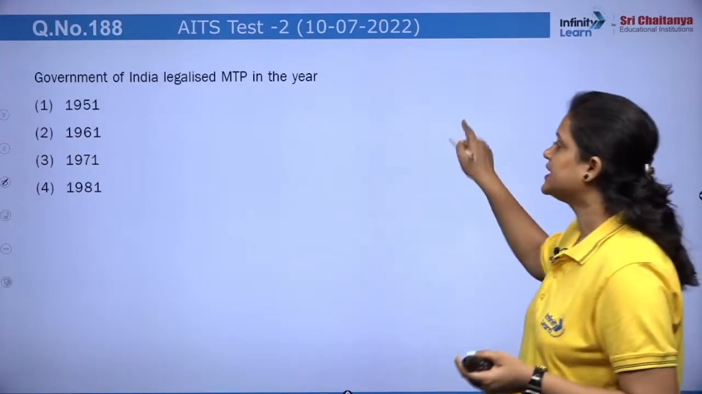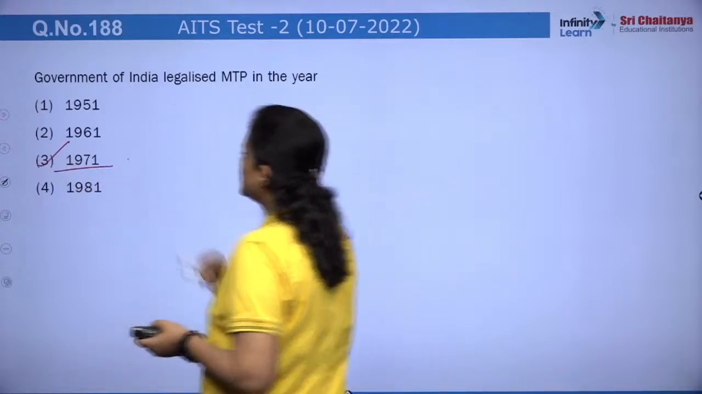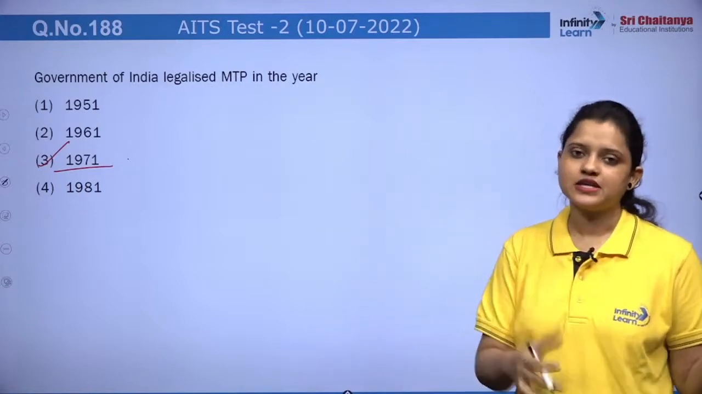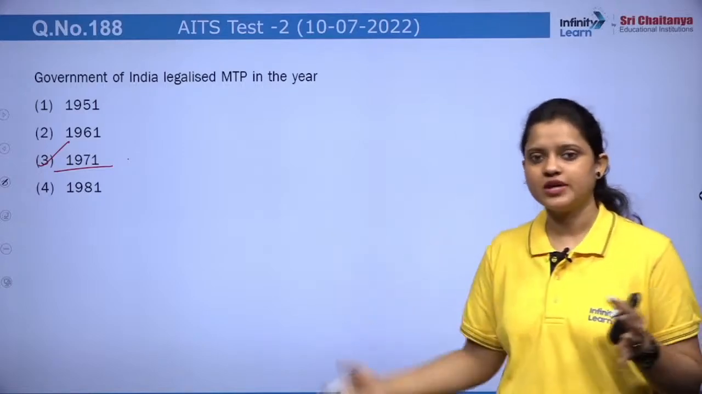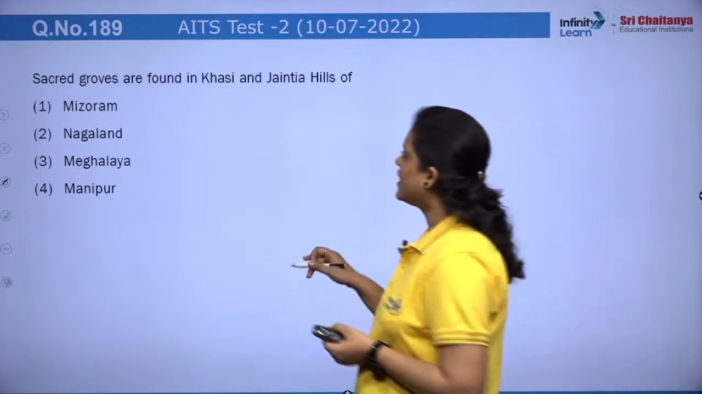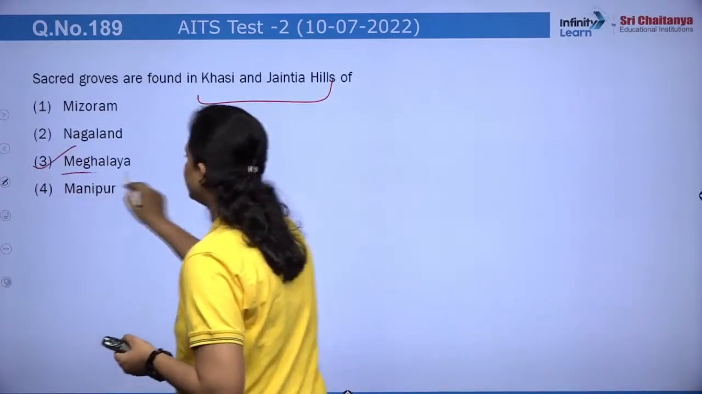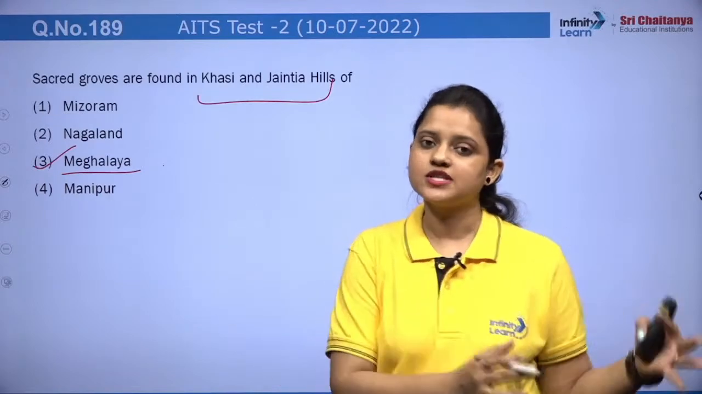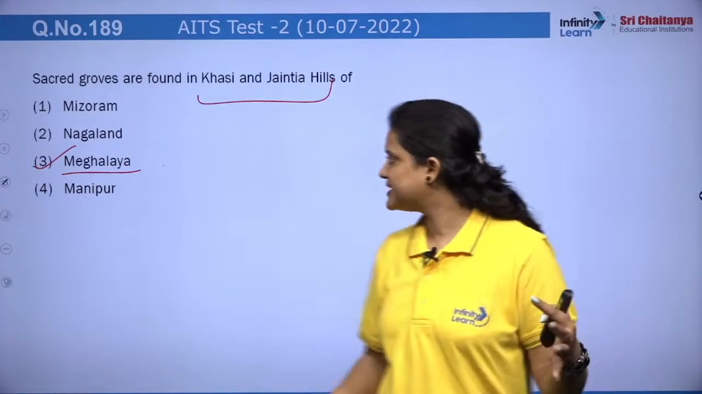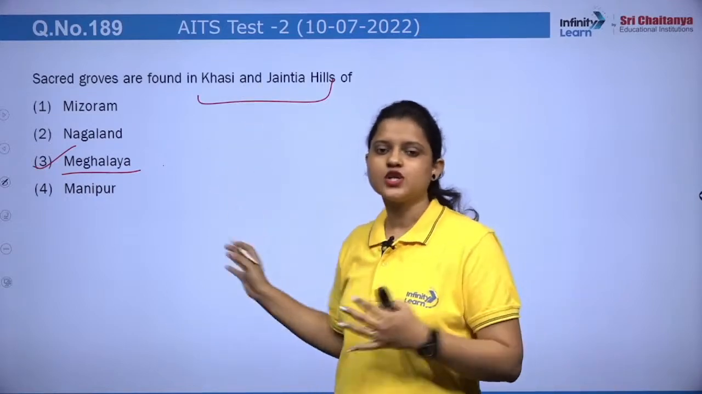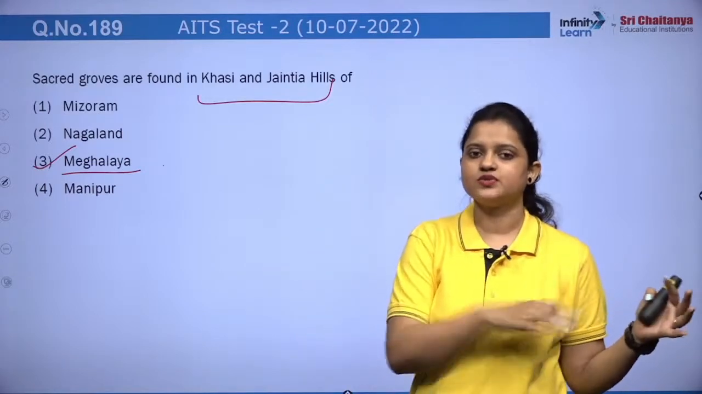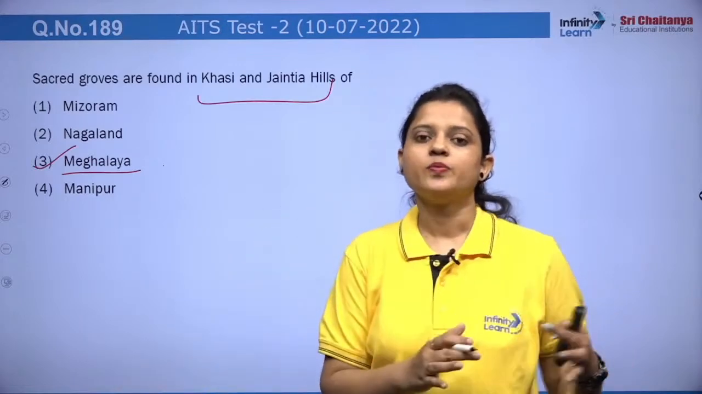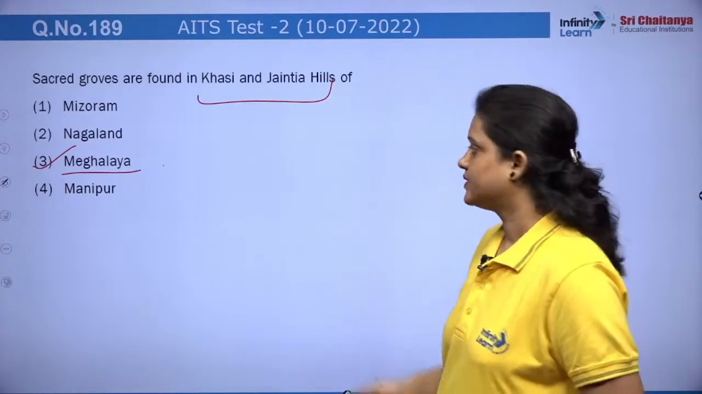Next, Government of India legalized MTP in the year 1971 with many restrictions. MTP, that is medical termination of pregnancy, is safe till the first trimester, that means in the first 3 months, right? Sacred groves are found in Khasi and Jayantia hills of Meghalaya, right? Sacred groves are the part of forests that are not touched, not exploited by the locals because of their belief. So one such sacred grove is present in Meghalaya, Khasi and Jayantia hills. It is also present in the Western Ghat region associated with Maharashtra and Karnataka. It is also present in the Aravalli hills of Rajasthan, right? Also in the Chanda Bastar region of MP, right?